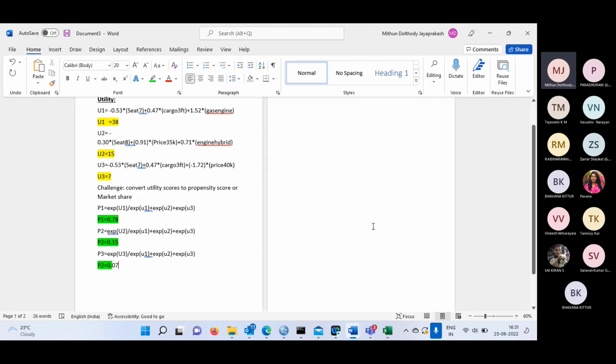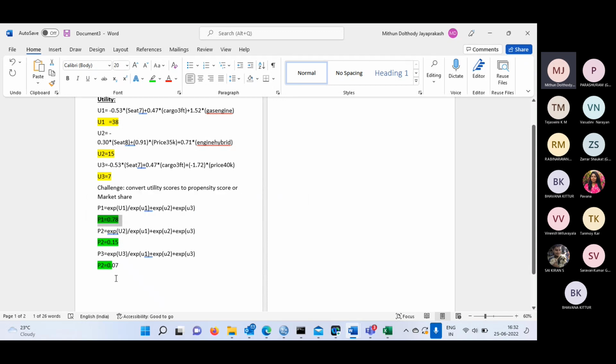The first one, with 7-seater, 3 feet cargo, and gas engine will be around 78%. So out of 100, expected market share is 78%. The expected market share for a vehicle with 8 seats, priced at 35,000, engine being hybrid type, is 15%. The expected market share for a vehicle with 7 seats, 3 feet cargo, and priced at 40,000 will be around 7%.